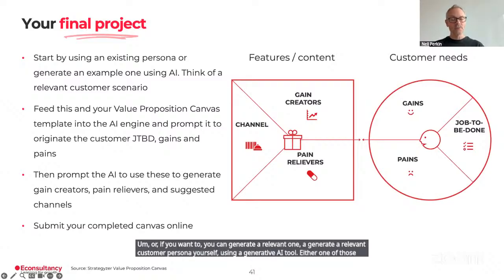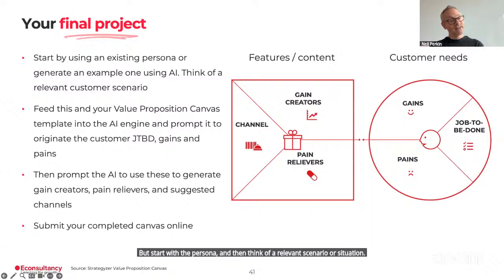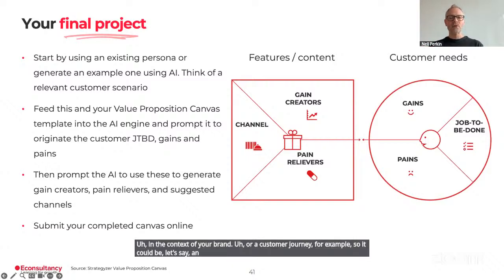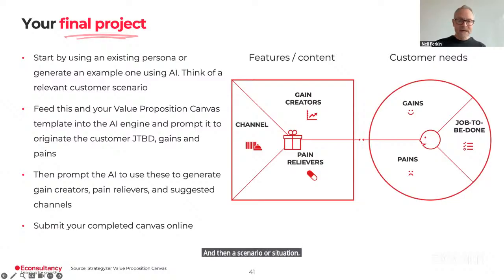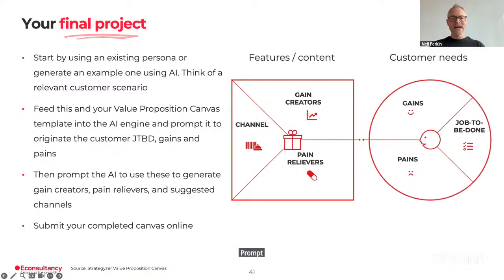Either one of those options is fine, but start with the persona and then think of a relevant scenario or situation in the context of your brand or a customer journey, for example. It could be an onboarding process, or a customer looking for a solution or needing specific information. So persona, and then a scenario or situation. Then feed that information along with the template of the value proposition canvas into your favored generative AI tool. Prompt it to originate a job to be done.